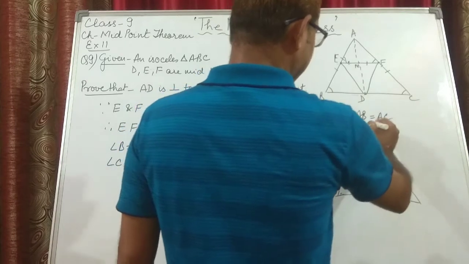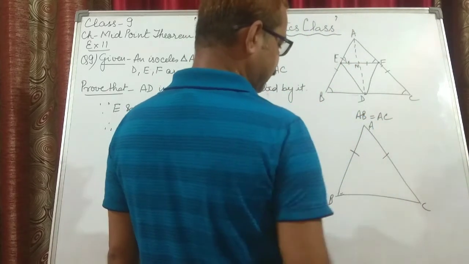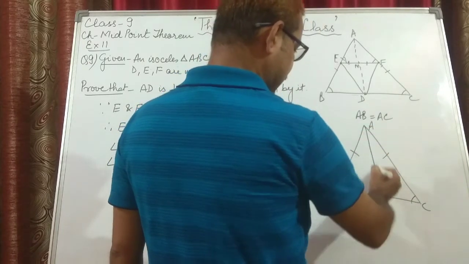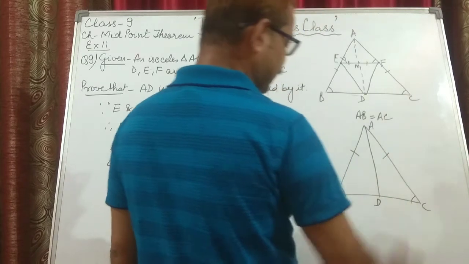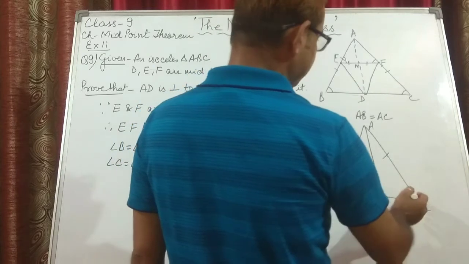This is triangle ABC. They say that AB and AC are equal, so it means this and this angle are equal. Now in between there is a line, that is the AD. Now this side and this side is equal. This and this is equal.